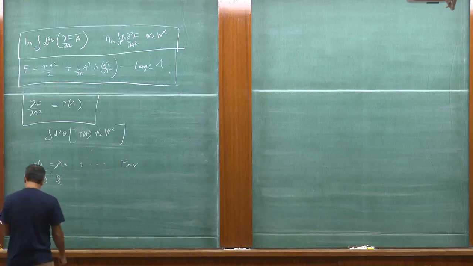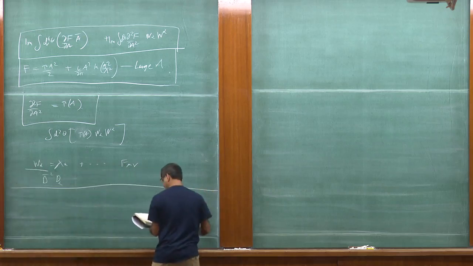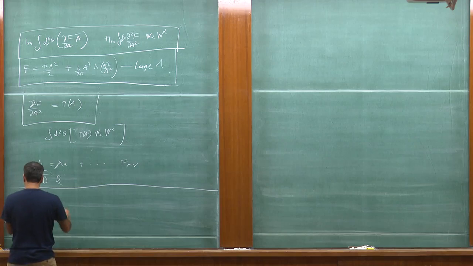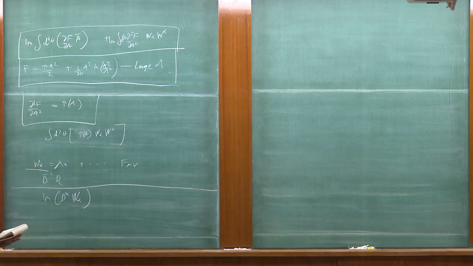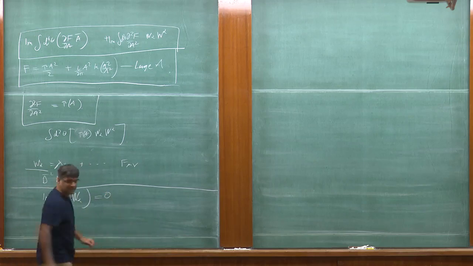So what equation for W implements this? So a claim I want to make is the following: consider the imaginary part of D alpha W alpha. Okay, consider the imaginary part of D alpha W alpha. This thing is equal to 0.